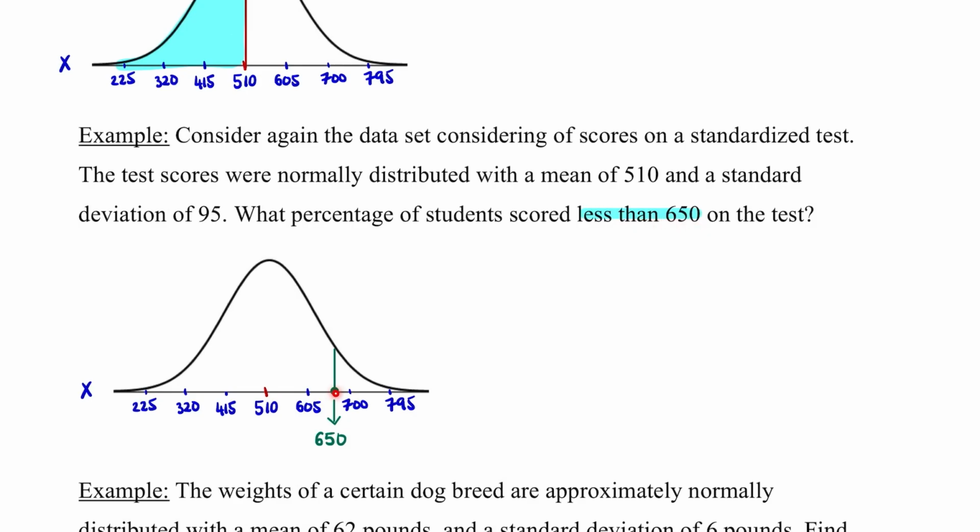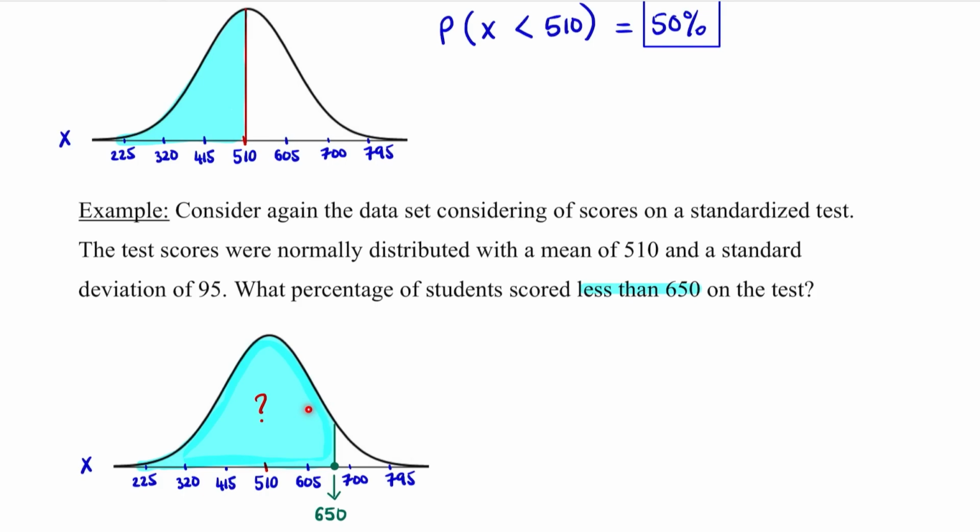This is 650. The values on the right of 650 are larger than 650. The values on the left of 650 are smaller than 650. And I want the values that are less than 650. So I want this region here. This is different from the previous one, because previous one, we just divided into two halves. This is 50%, this is 50%. But this one, this region is more than 50% for sure, but how much more?